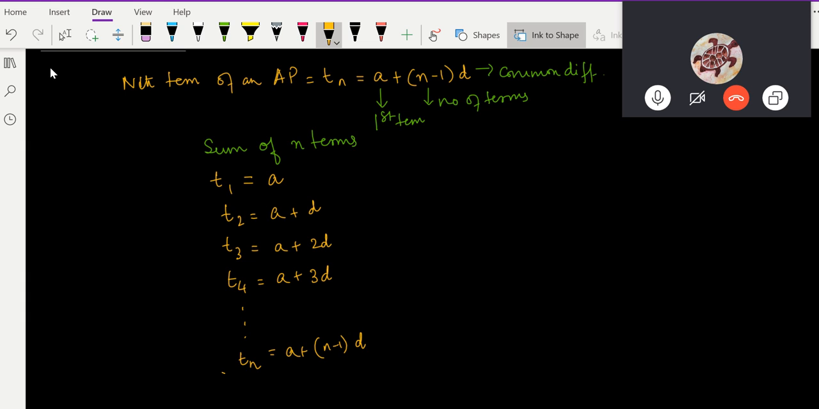So my sum of the first n terms will be equal to how many A do I get? 1, 2, 3, 4, up to? No, I'm saying how many A's do I get?